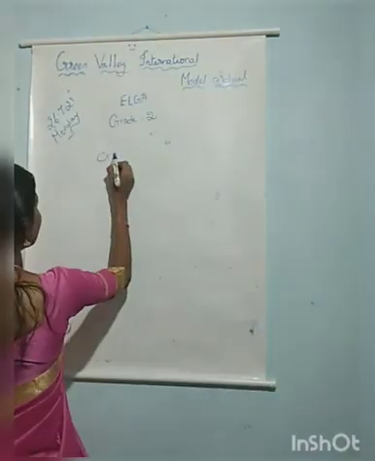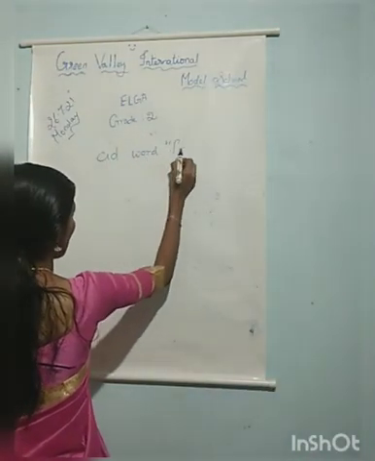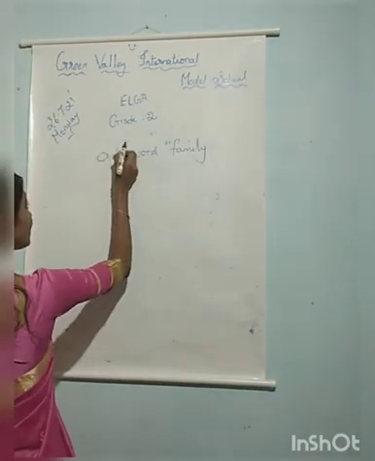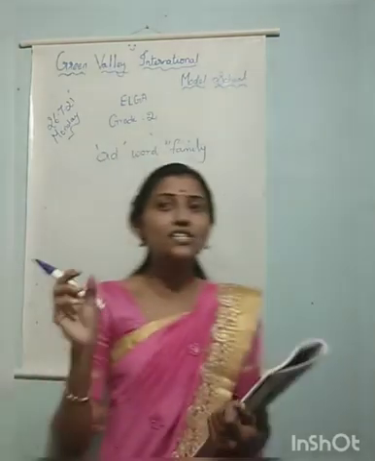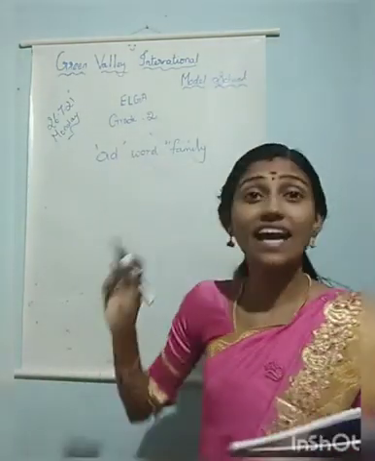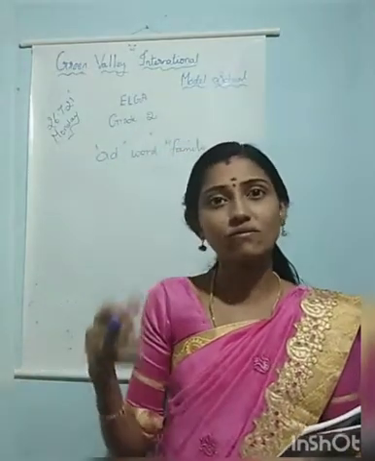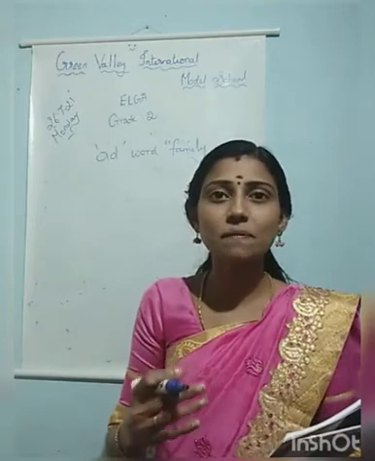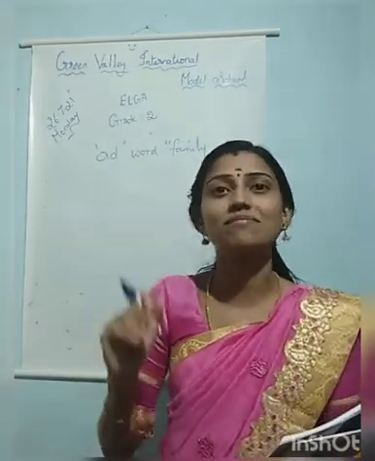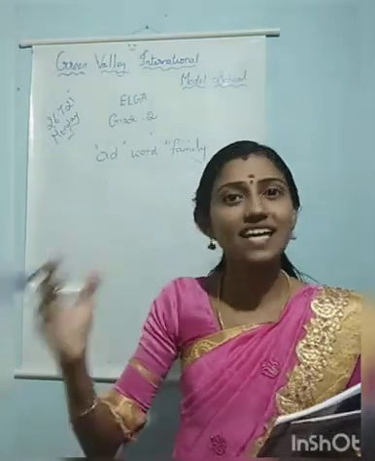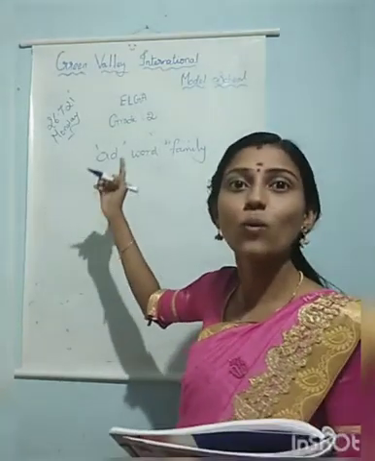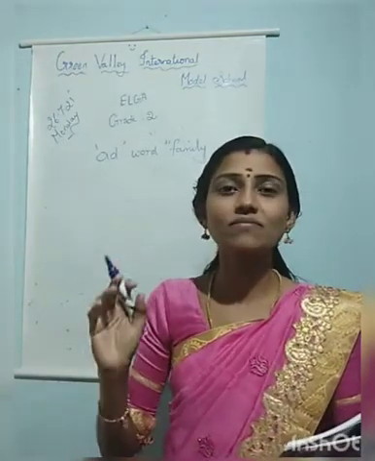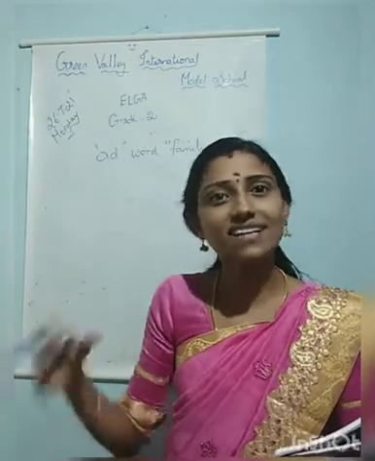The AD word family. The last two letters must be A, D. A lot of rhyming words based on this AD you are going to learn. Rhyming words means words which sound the same. So AD letter words we are going to learn. A rhyming word is nothing but words which sound the same.